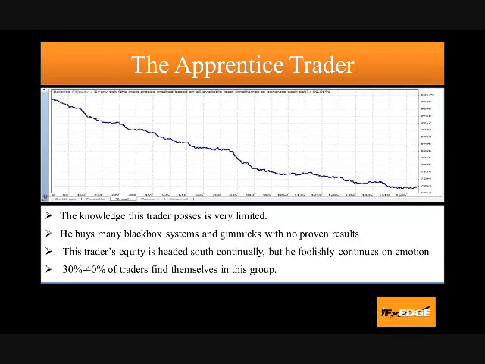Now there's the apprentice trader. This guy has very limited knowledge of the market. He buys many black box systems and gimmicks with no proven results. This trader's equity curve is headed south and fast. This is about 30 to 40% of traders. Brand new traders coming in the door have this issue. They're just losing money. They're hemorrhaging the money. This is, or even the demo account, whatever it is. They haven't gotten it.